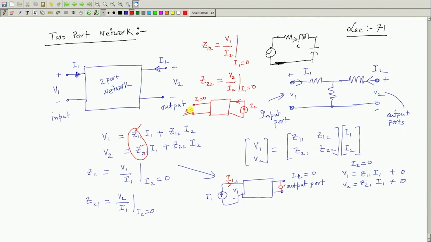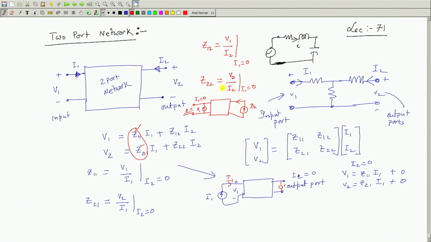And Z12 is, measure this voltage, that is V1. There will be voltage existing, although it is open circuit. And I say that then your Z12 will be this voltmeter reading V1 divided by the current with which you have excited the output port, with I1 equal to 0. That is, this side is open circuited, excite this with a current source.